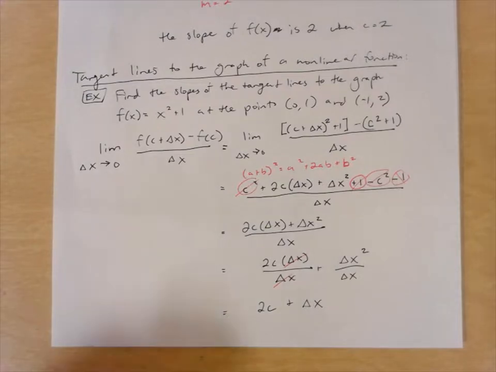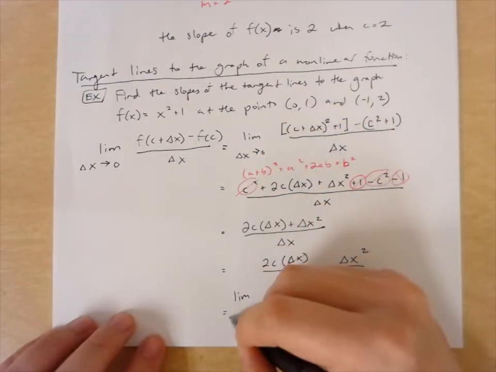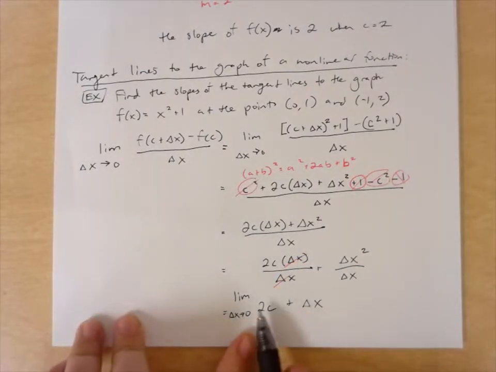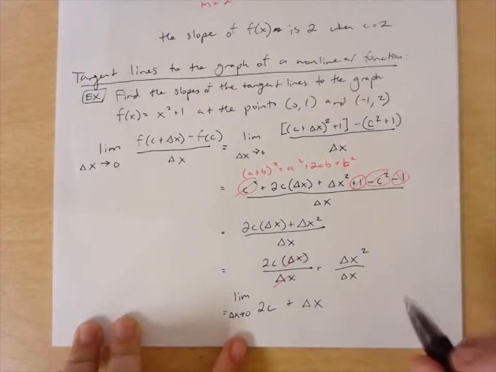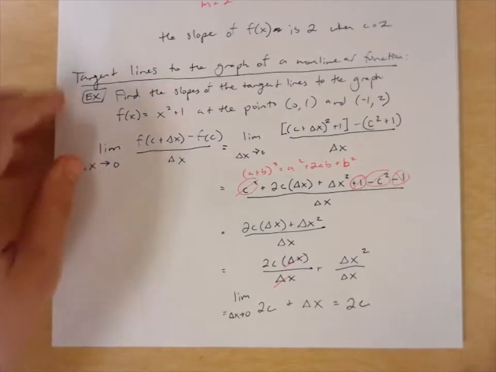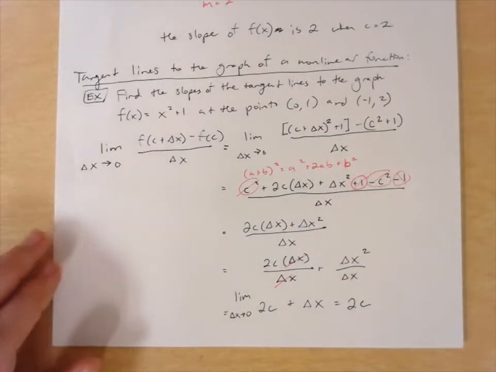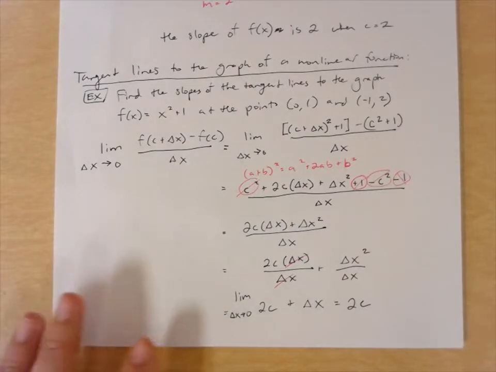And now, again, we still had that limit direction the whole time. We're still trying to find the limit as change in x approaches 0. Now we can actually directly substitute in 0. So if we did that, we would get just 2c by itself. So we're going to use this 2c now to substitute in our points that we're interested in.